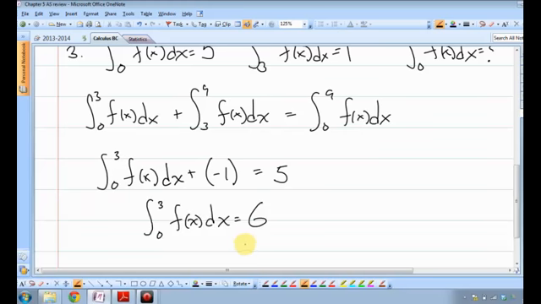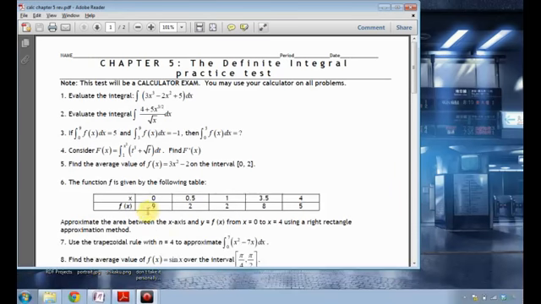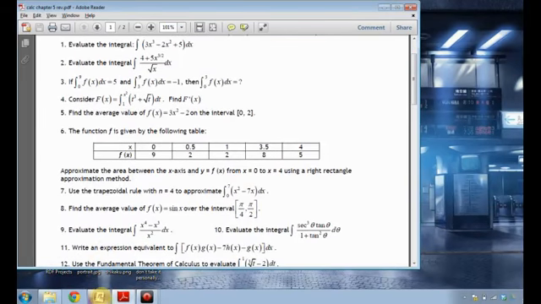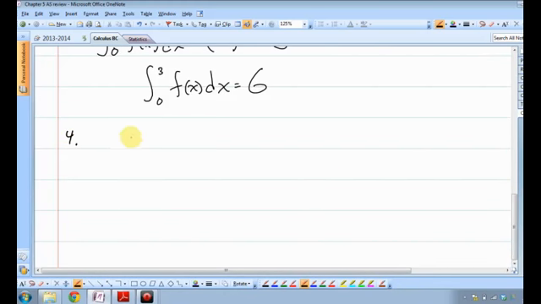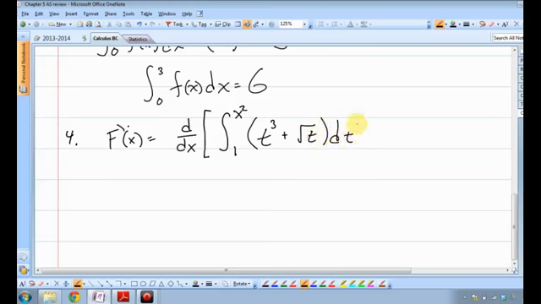Okay, questions on 3. And we are flying right by these. Let's take a look at question 4. We want the derivative of this equation. So f prime of x is equal to d/dx of the integral from 1 to x squared of t cubed plus root t dt. So this is the derivative of an integral. Let me leave that as notes.